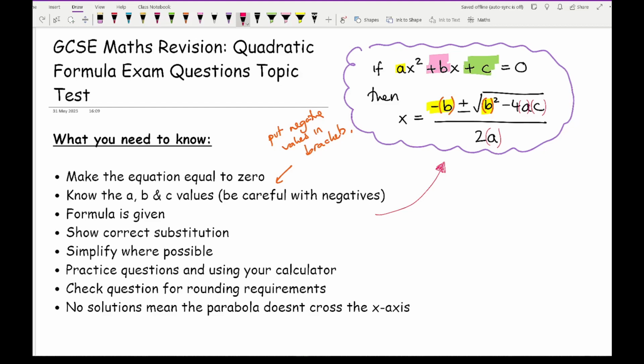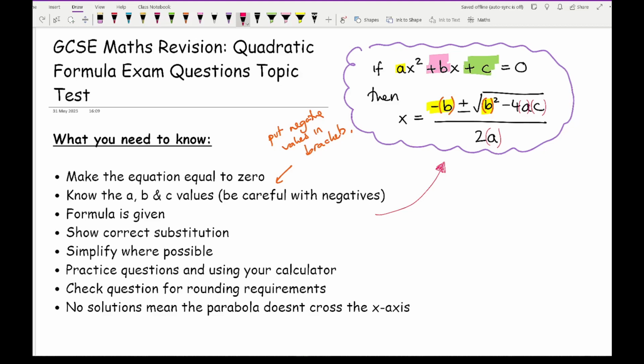You also need to show in your working correct substitution. So it's really important that even though this is going to be a calculator question, don't just simply, once you've figured out your a, b, c values, go straight into using the calculator. Always write down the correct substitution, because that in itself will give you marks.